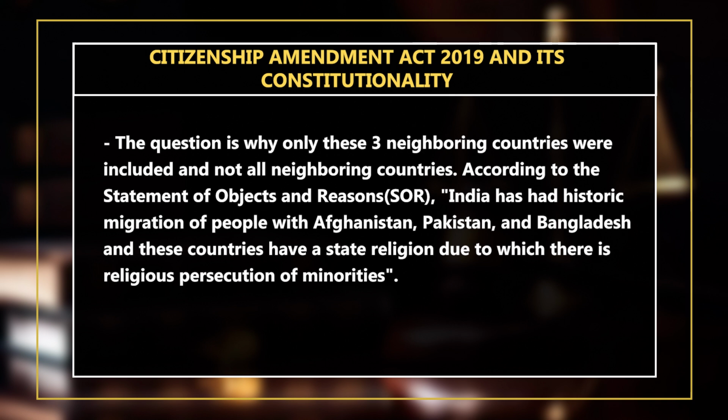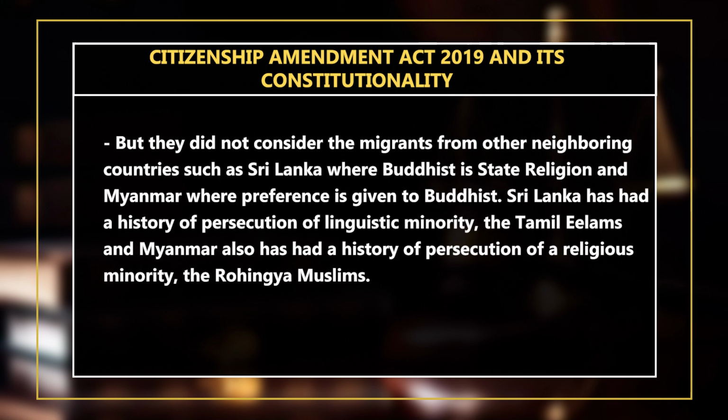According to the statement of objects and reasons, India has had historic migration of people with Afghanistan, Pakistan and Bangladesh, and these countries have a state religion due to which there is a religious persecution of minorities. But they did not consider the migrants from other neighboring countries such as Sri Lanka, where Buddhism is the state religion, and Myanmar, where preference is given to Buddhists.